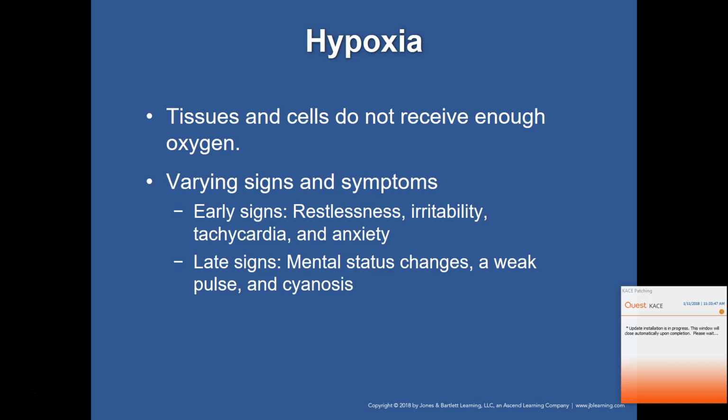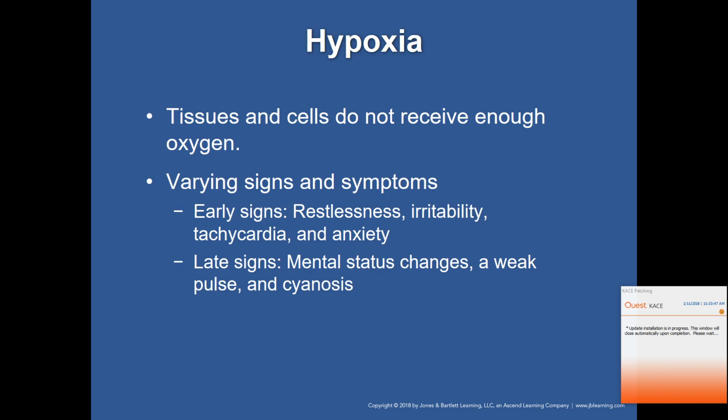Early signs may just simply be restlessness, irritability, some tachycardia, maybe some anxiety. Later signs, we start to see some significant mental status change. The pulse begins to weaken. We start to see cyanosis and those types of things. I know it seems kind of counterintuitive for there to be a decrease in pulse in late stages, but remember, there's been a lot happen between the early and the late stages, and now we're starting to get to the point where things are starting to shut down.